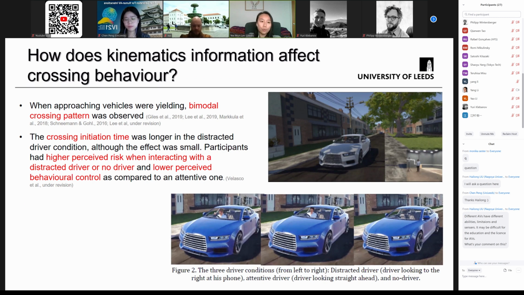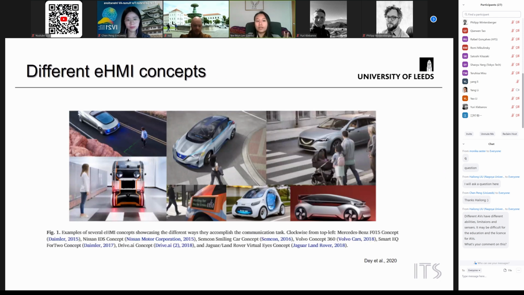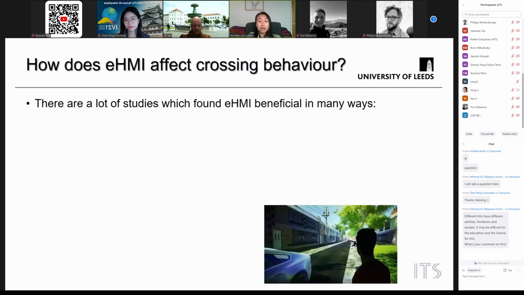It raises the question of whether additional external information might potentially be helpful in conveying some message to the pedestrians, like, okay, I look distracted, but it is an automated vehicle, so I'm not driving, the system is driving itself. So that kind of information might be helpful. And therefore, to replace all this human element or driver's element, there are various concepts coming up from different OEMs. There are projections, there are eyes on the cars, there is text-based information, some using traffic lights, a red and green system, giving you a smiley face, etc. And there are also lots of studies which actually found eHMIs beneficial in many ways.